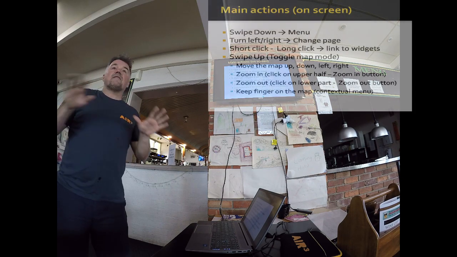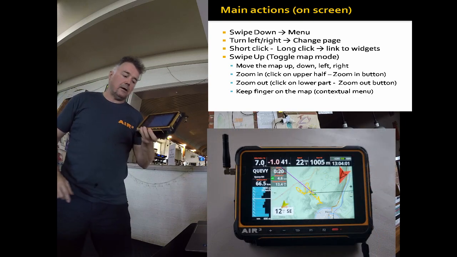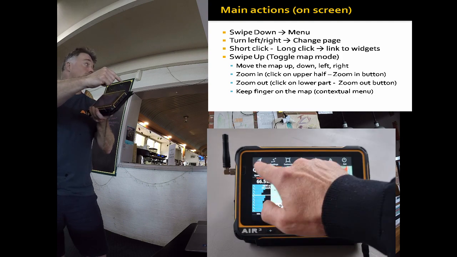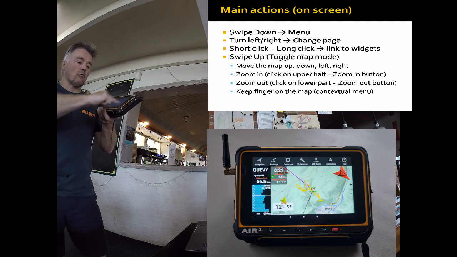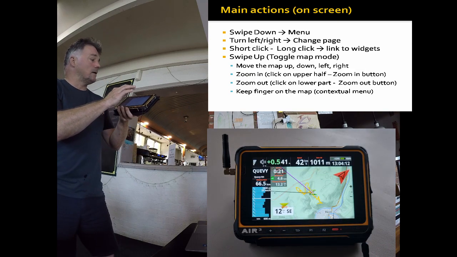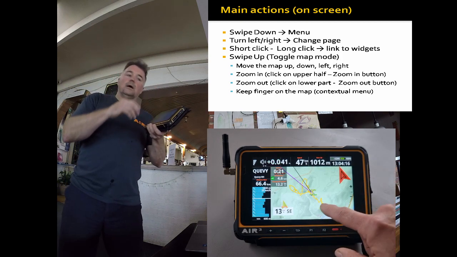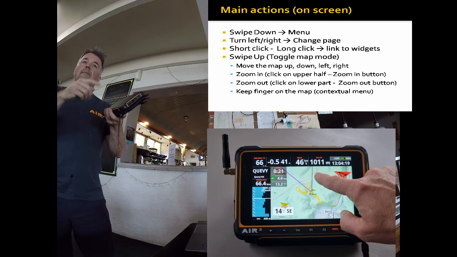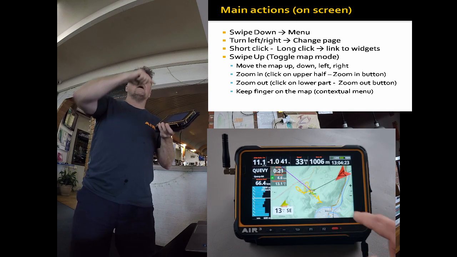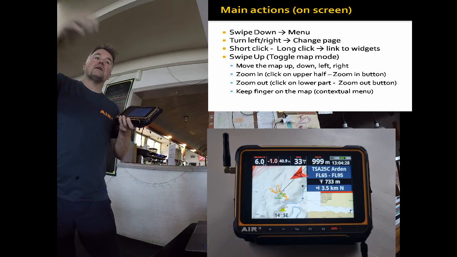So the very basic features that probably most of you know, but it's pretty nice to see again. The first thing you need to know is that when you swipe down, you get the menu. Okay? If you swipe left or right, you switch page, right? Then you have what we call the short click and the long click. In most of the widgets, there are different ways to use them. Either it's a short click, you just click once. Sometimes some widgets require a long click, so you need to put your finger on the widget for about 1 second, for example.